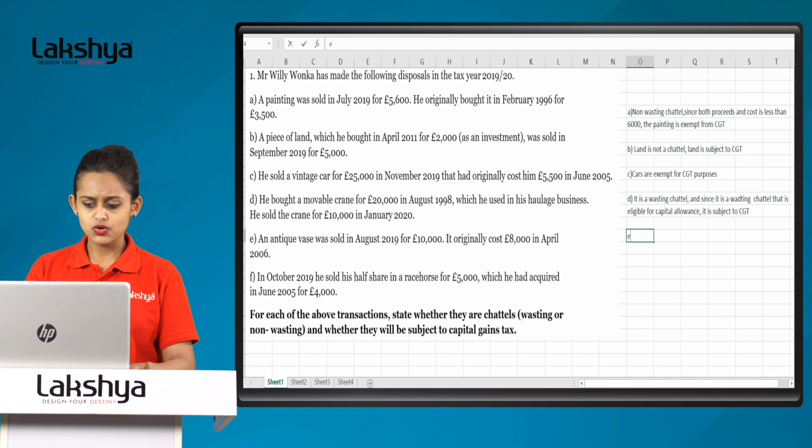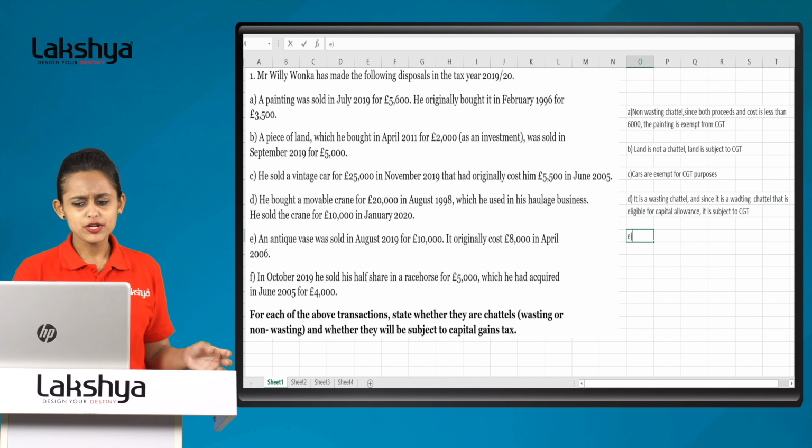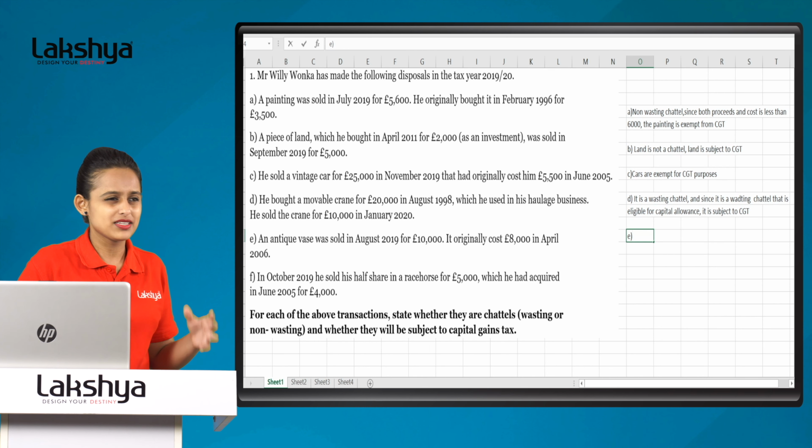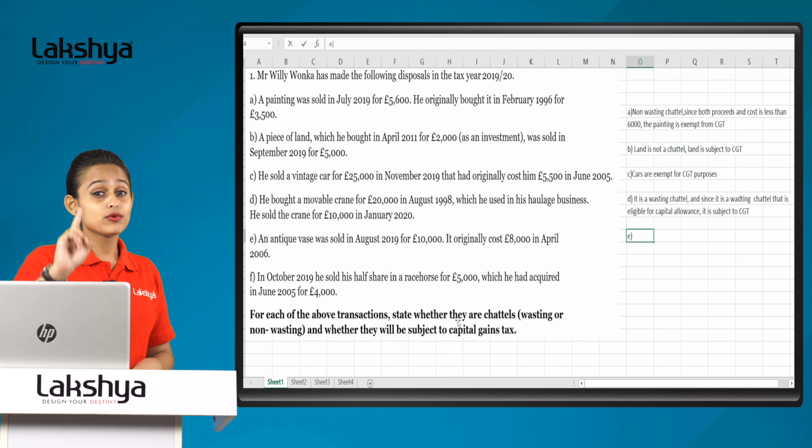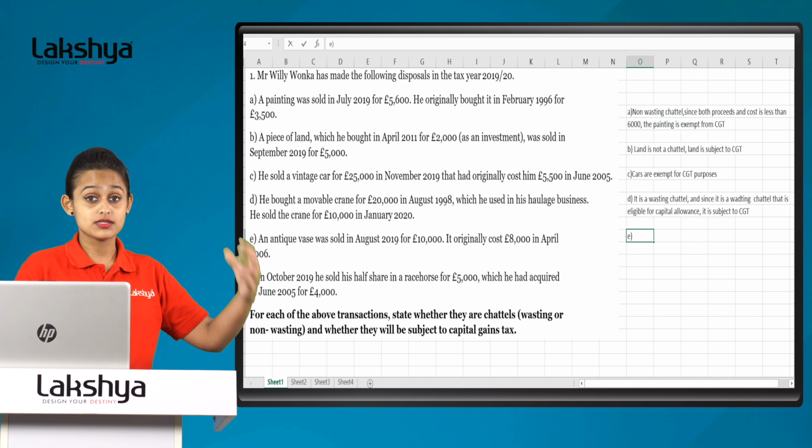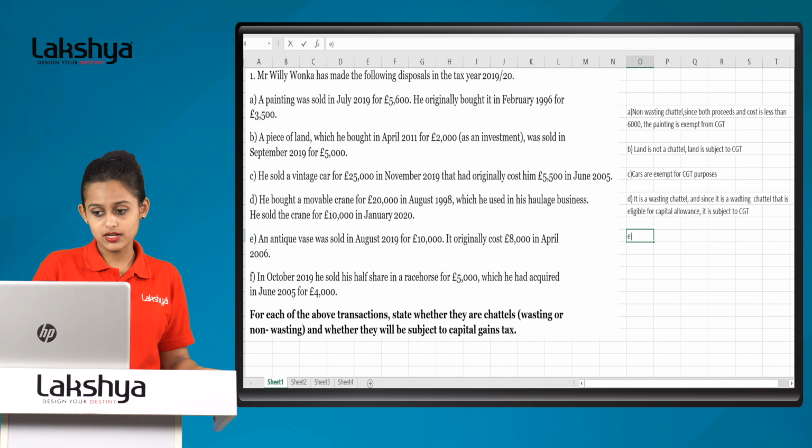Clear, right? So, by doing this, what are we trying to do? Basically, exam questions do not come like this is a chattel or not a chattel, but exam questions will test whether you are able to identify. That is why we are doing this, identifying, the skill to identify whether it is a chattel or non-chattel.